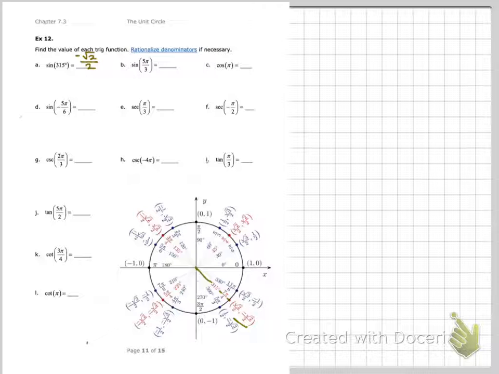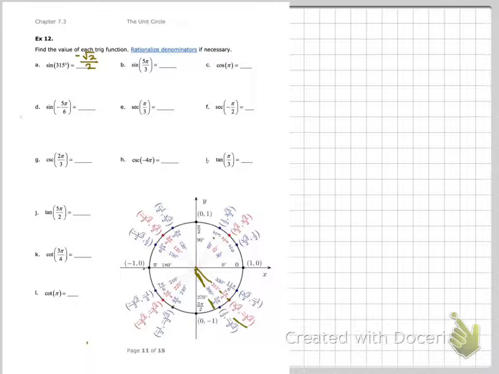Next one, sine of 5 pi over 3. So I can count my pi over 3's. These are these dark blue ones. So I got 1 pi over 3, 2 pi over 3, there's 3 pi over 3, 4 pi over 3. Here's our 5 pi over 3 right here.